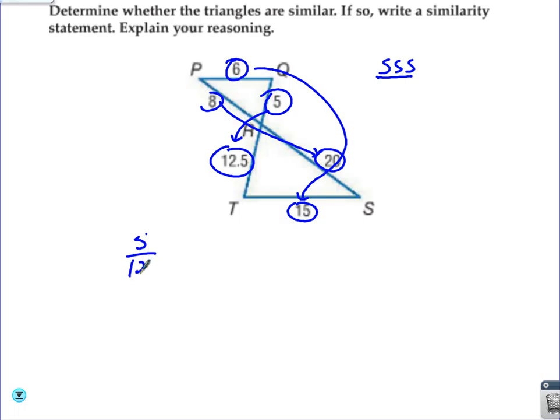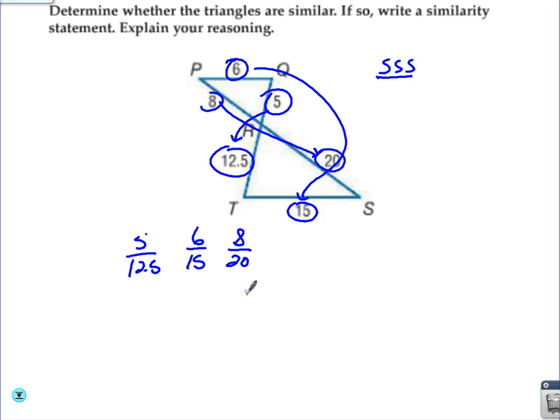5 and 12.5. 6 with 15. And 8 with 20. Now the way I worked it, again, I just want to give you an example of what not similar would look like. Let's see, are these things truly similar? One way of doing it, divide 5 by 12.5, 6 divided by 15, 8 divided by 20, and see, are all 3 of those numbers the exact same?